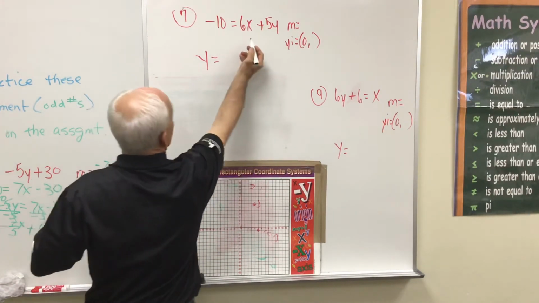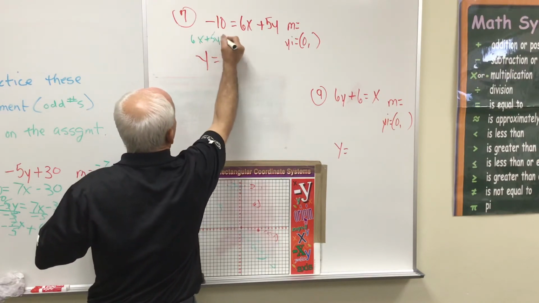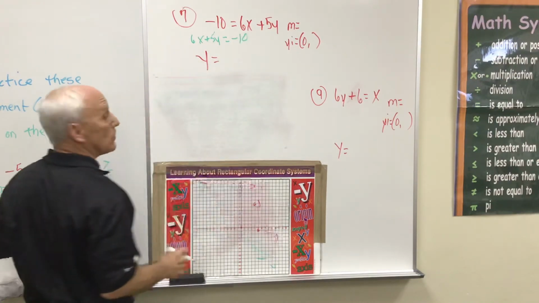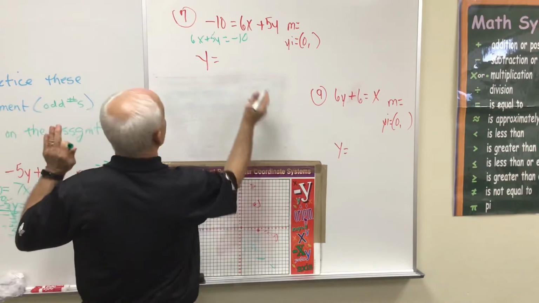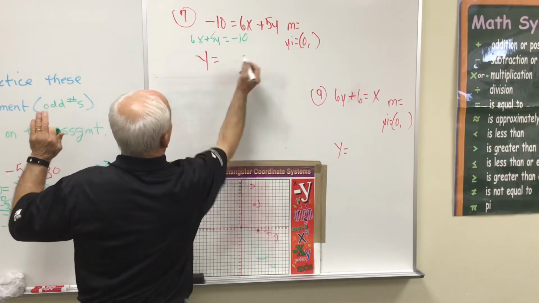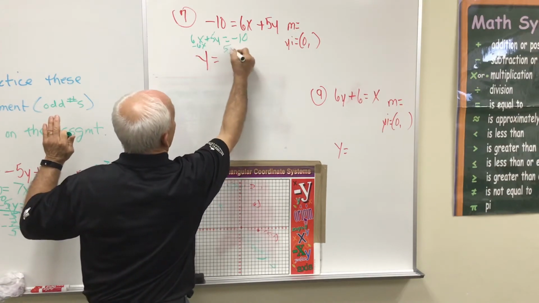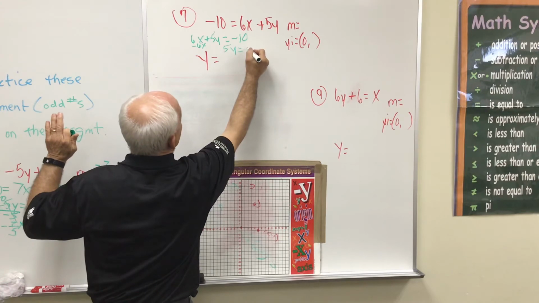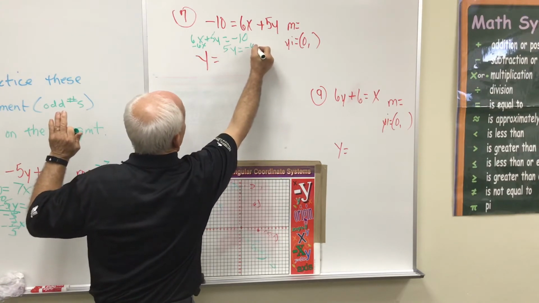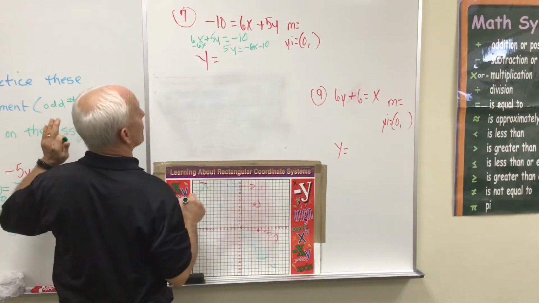All right, let's see. We want to put 6x plus 5y equals negative 10. Commutative property says do that. Now, you want to leave the 5y there. So what do we do? Subtract the 6x. Let's make it 5y equals minus 6x minus 10. Now can we go from there?